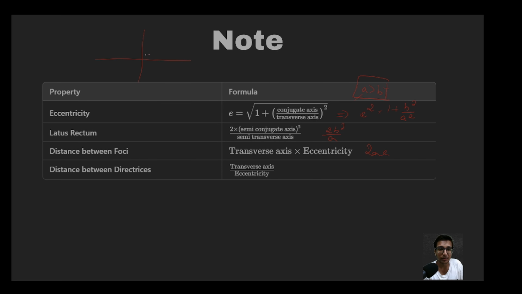I hope you all remember the diagram. The focus is AE comma 0 and the other one is minus AE comma 0. That means this distance is AE, this one is also AE, so it becomes 2AE. Distance between directrices: one of the directrices is here, the other one is here. This distance we know is a by e, this is also a by e, so it makes it 2a by e, which is exactly what is mentioned here.